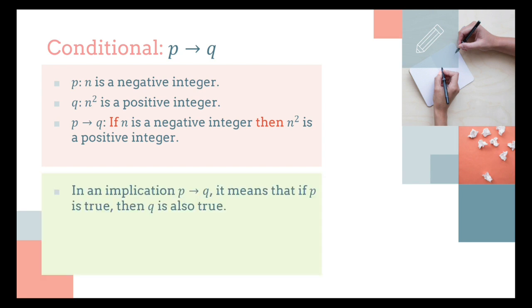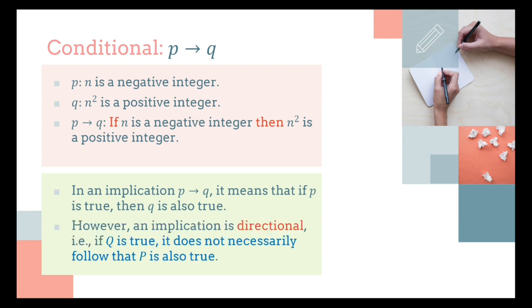In an implication, it means that if P is true, then Q is also true. However, an implication is directional. Example, if Q is true, it does not necessarily follow that P is also true.